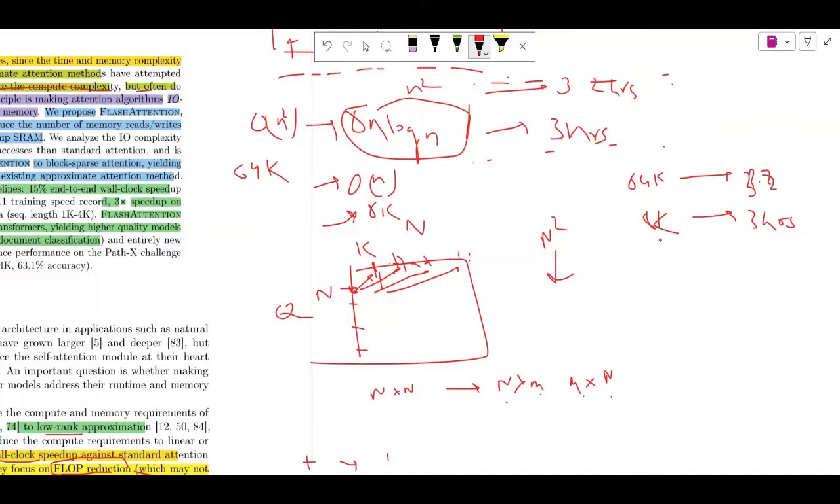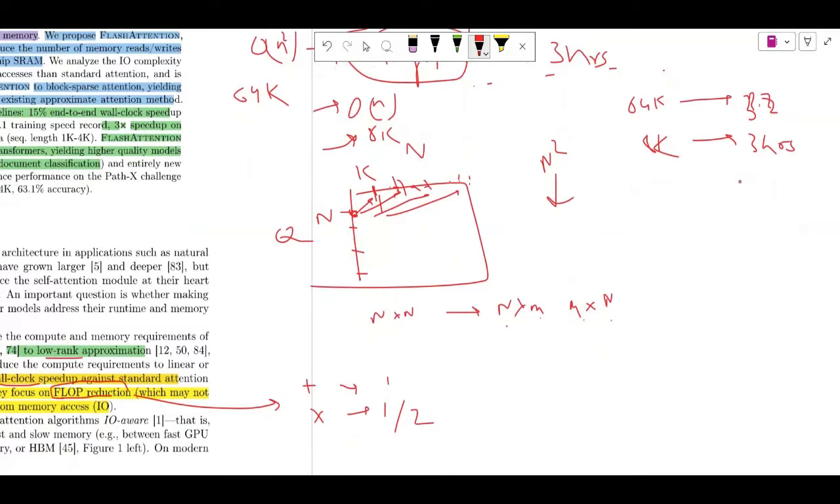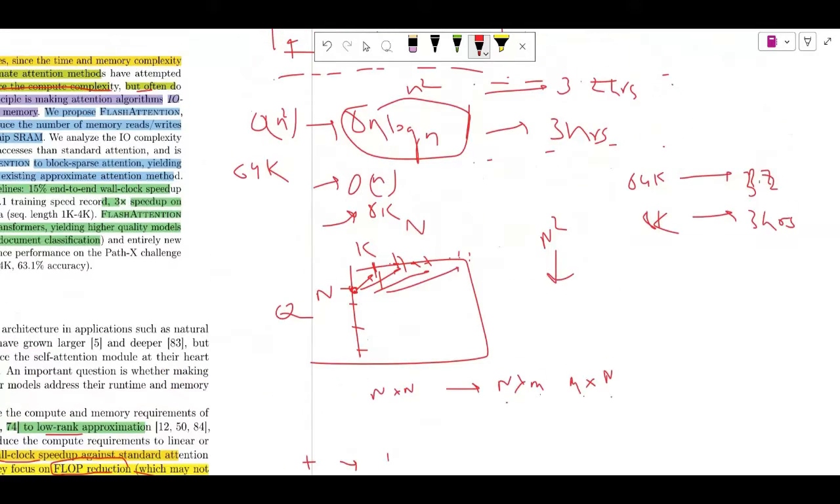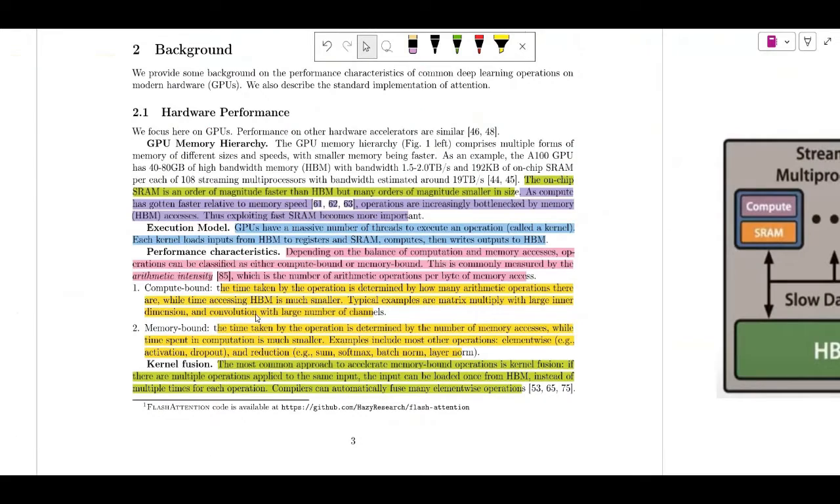Why does this happen? Because of memory and memory accesses and IO problems. Okay, so let's see how a modern GPU is structured. I don't know much about it, but let's see how much I can explain.